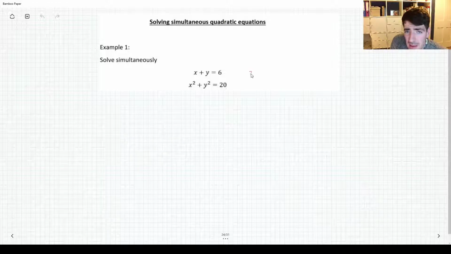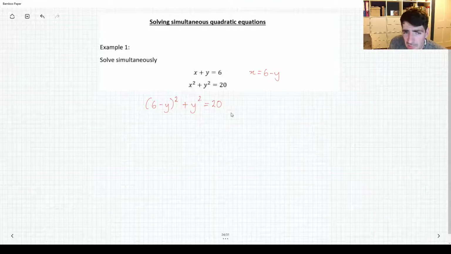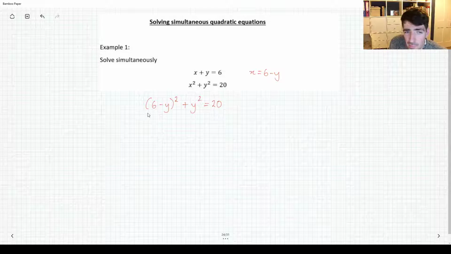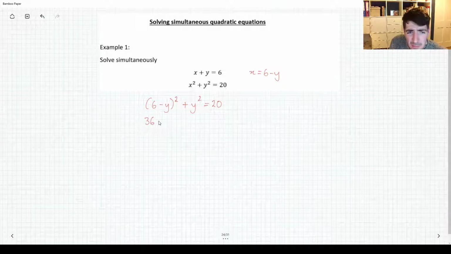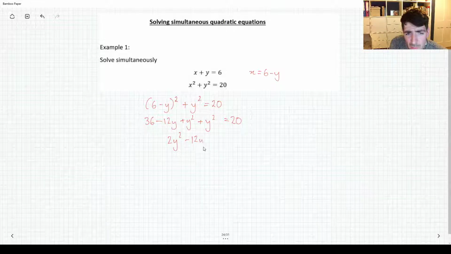So let's say, for example, x equals 6 minus y, and then we'll sub it into our circle. So we get, instead of x squared, (6 minus y) squared, add y squared, equals 20. Now this is just a quadratic in y, we just have to expand it and solve. So we've got 36 minus 12y plus y squared, that's my double bracket, plus the y squared that was here before, equals 20. So we've got 2y squared minus 12y plus 16 equals 0.